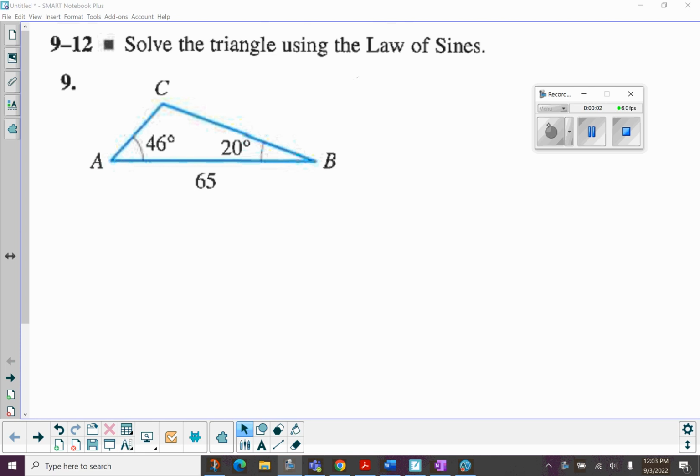Okay, time to move on. I've chosen some of the problems I assigned to you from 6.5 using the law of sines. Hopefully, this will clear up most of your questions.